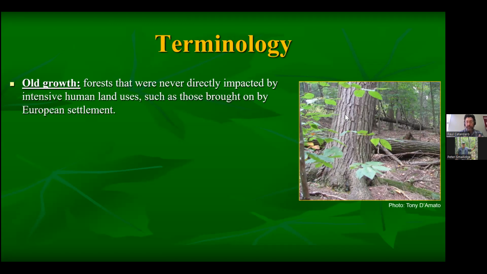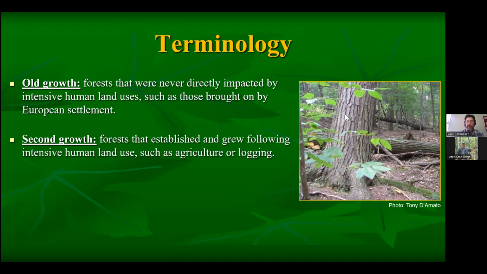It seems like a very logical way to define it, and it's easily interpreted on the ground for the most part. That means that any forest established after that intensive human land use, such as agriculture or logging that we talked about in that colonial land use history period, is what we call second growth forest. In other words, it has grown back since that intensive land use.